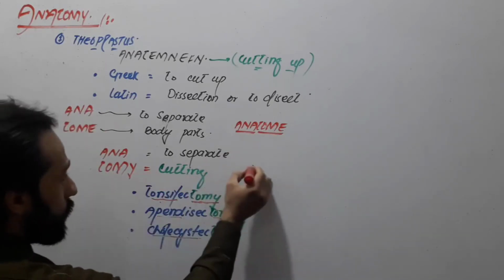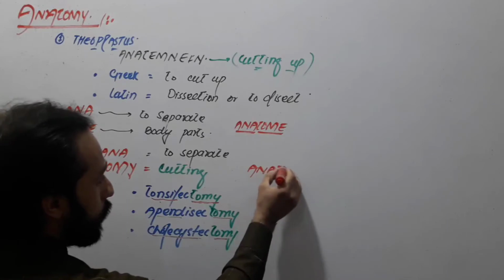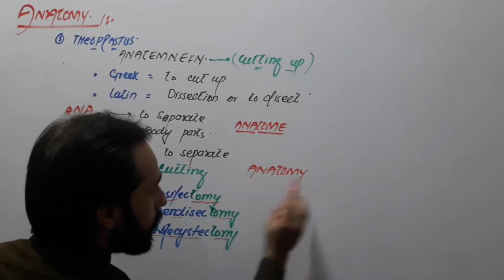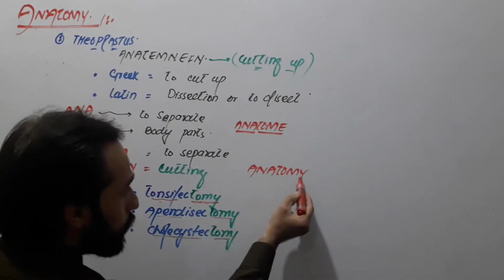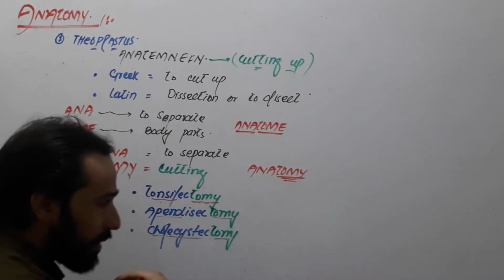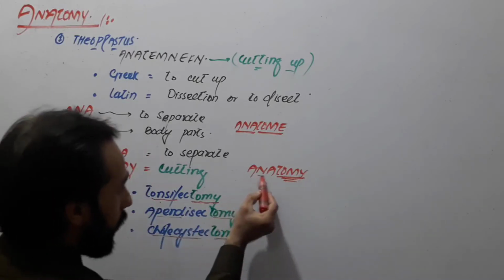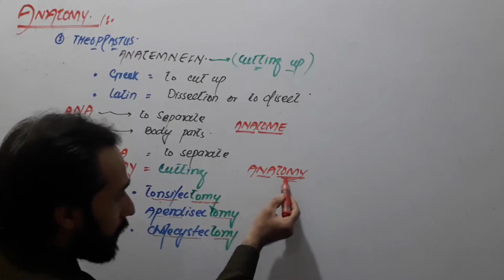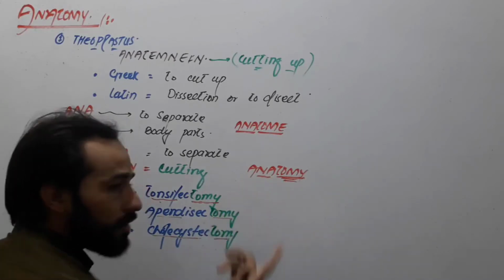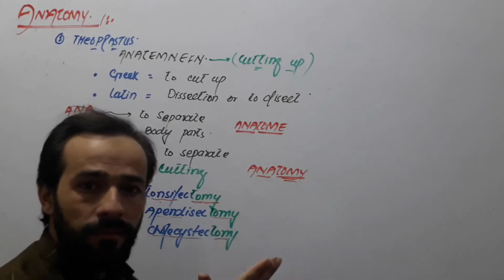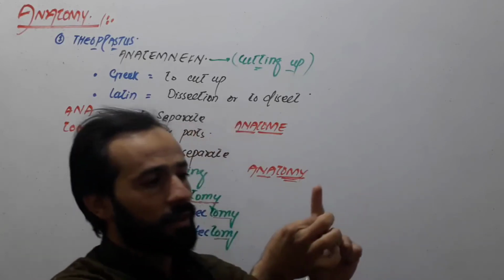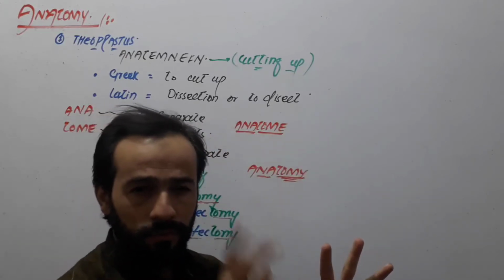But if you use the word anatomy, instead of E we have put Y here. So when we put Y instead of E, its meaning becomes different. So anatomy, ana means to separate. How do we separate? Look carefully, friends, it's very easy. How do we separate? We have to cut. If you want to separate this finger out of my hand, what do you have to do?